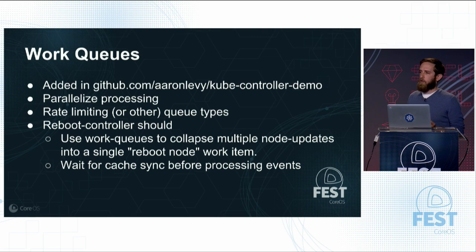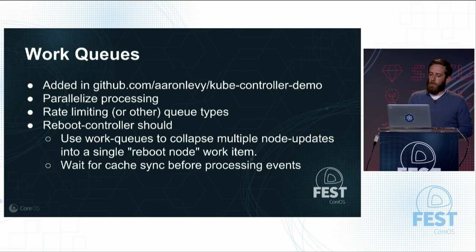So in our case, the Reboot Controller, we can do things like collapse multiple updates into a single work item. And now the pattern for waiting for your cache sync, your informer: you just have every event handler push keys onto a queue, and then you wait for your cache to sync, and then you start your workers to consume off of that queue.